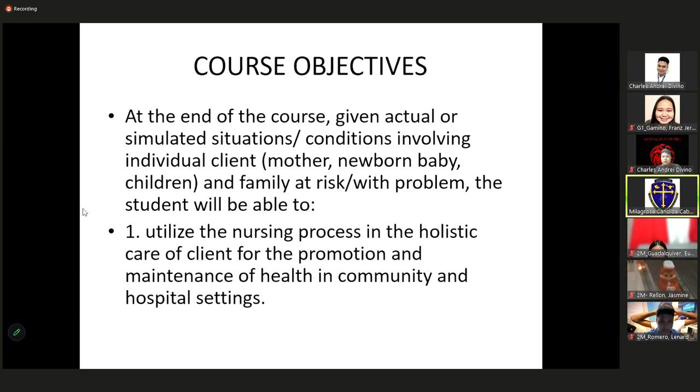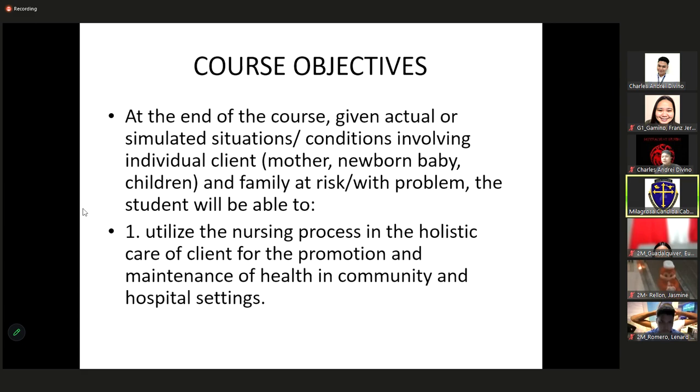Dealing with family at risk or with problem, you guys will be able to utilize the nursing process in the holistic care of client for the promotion and maintenance of health in community and hospital settings. So, hindi pa rin po nawawala yung ating NCP. Alright? So, by now, I would really assume that you know already how to go about your NCP making.